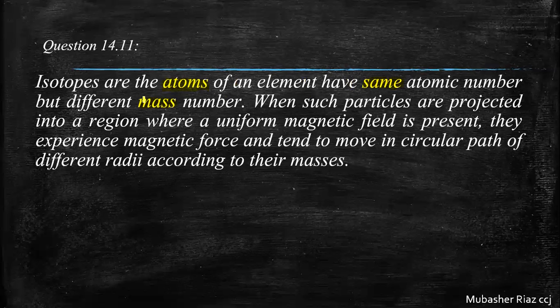आप इनको इनके mass number की base पर separate कर सकते हैं. So इसी property को use करते हुए magnetic field की help से आप isotopes को separate करेंगे.